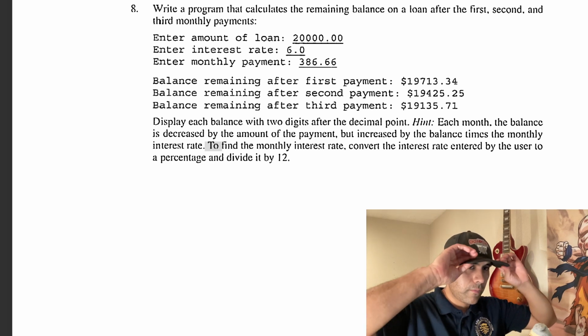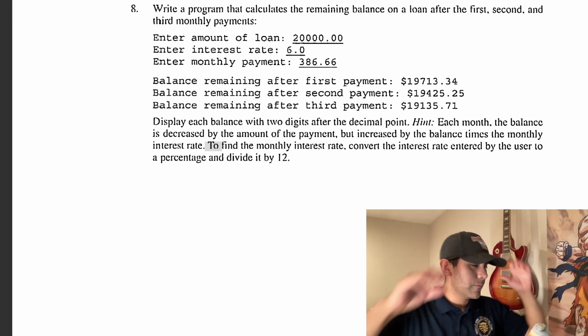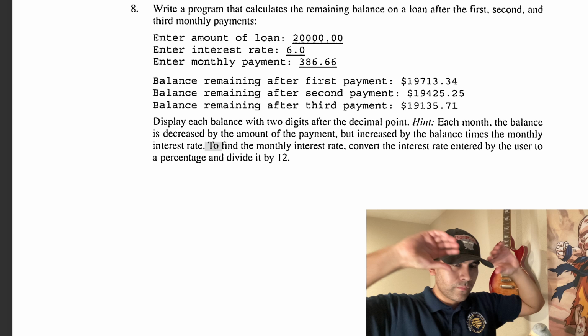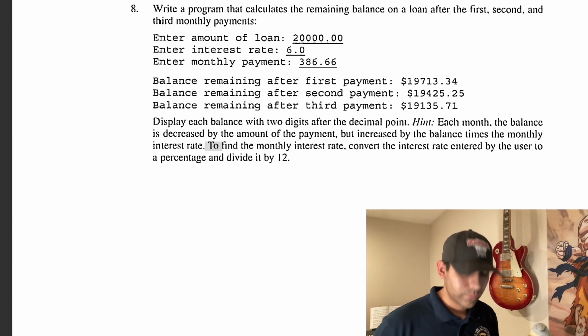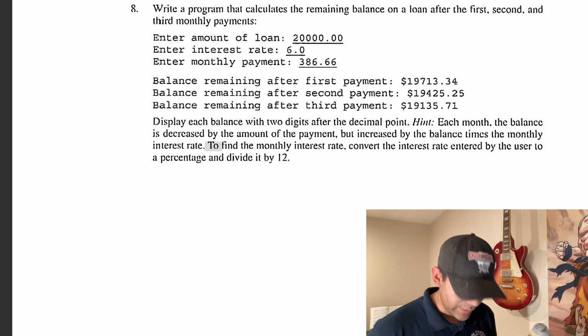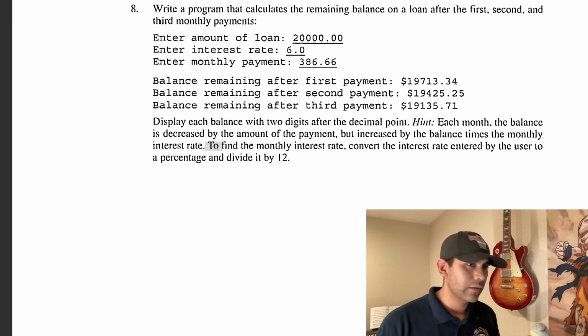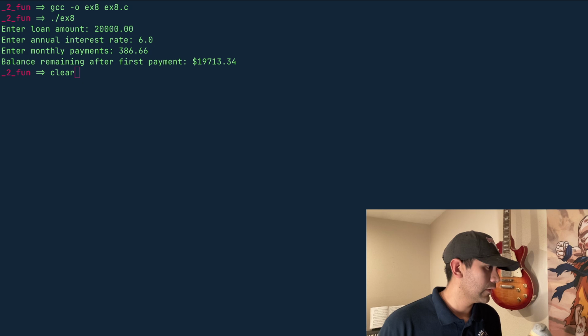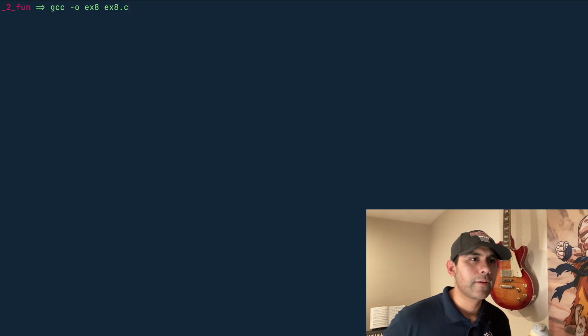That's perfect. That means I did something right. Woo! Okay, I'm happy. I did it right, dude. Yeah, we got the same answer. 19,713.34. Perfect. All right, let's finish the program now.